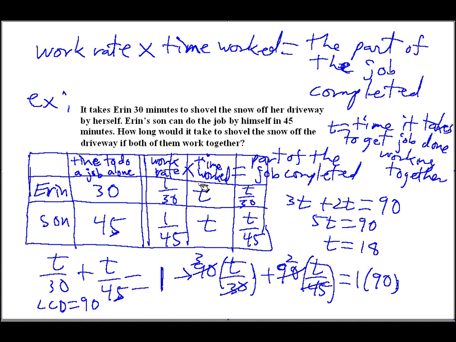So the answer is T is 18. 18 is the time it takes to get the job done working together. So in other words, if Erin and her son shovel snow off the driveway for 18 minutes side by side, the job gets done. Again, 18 should be less than 30, which it is. So the answer is 18 minutes in this problem.